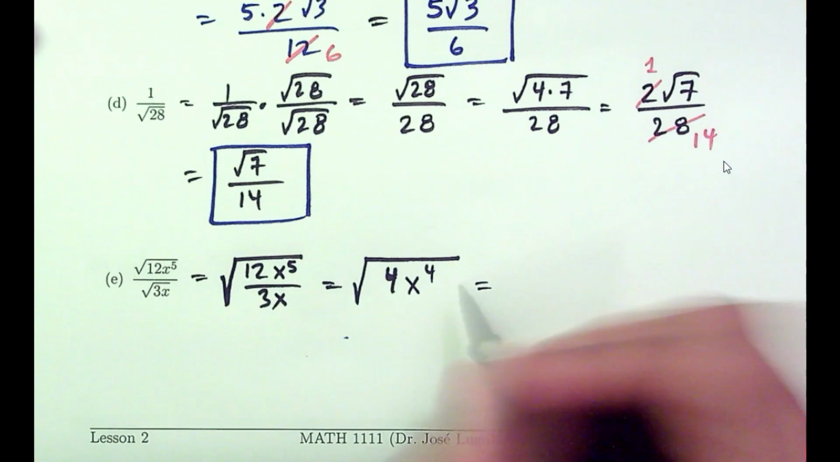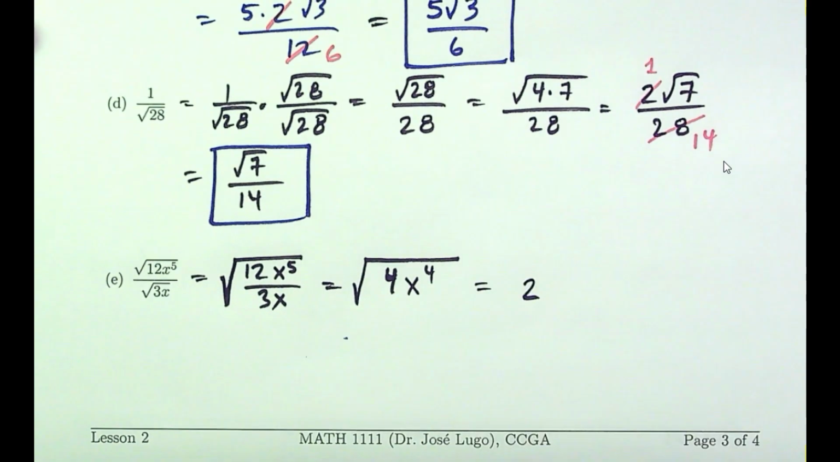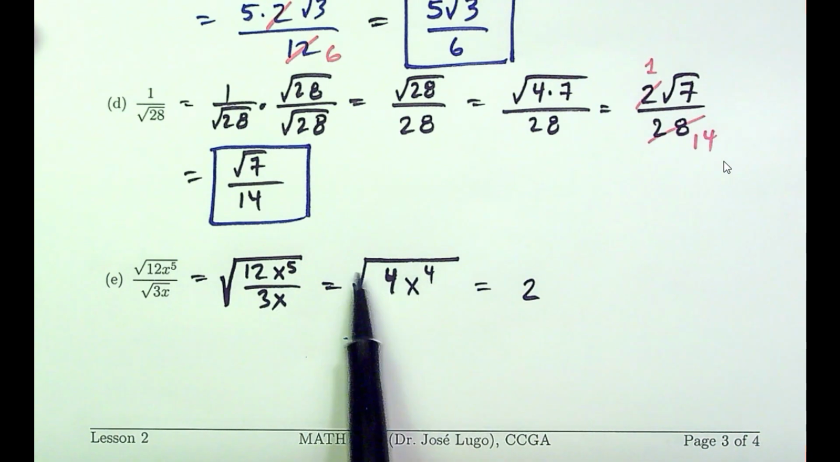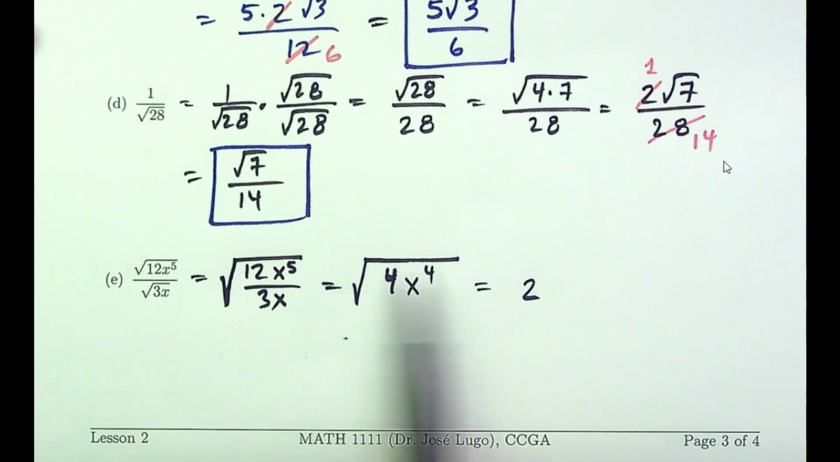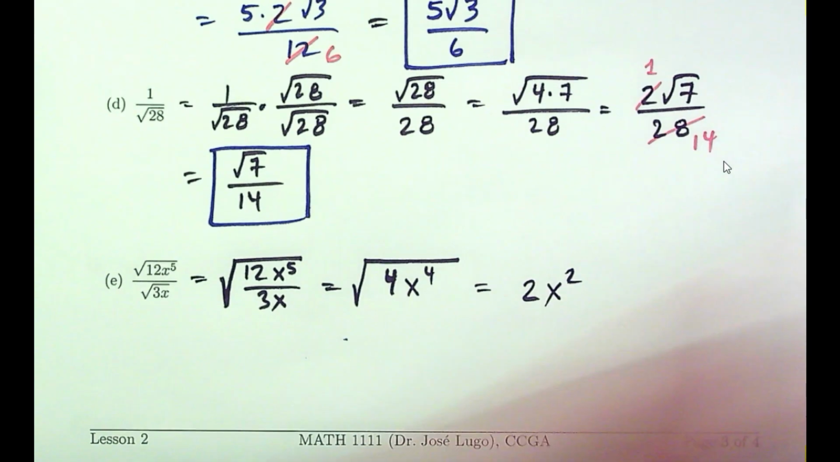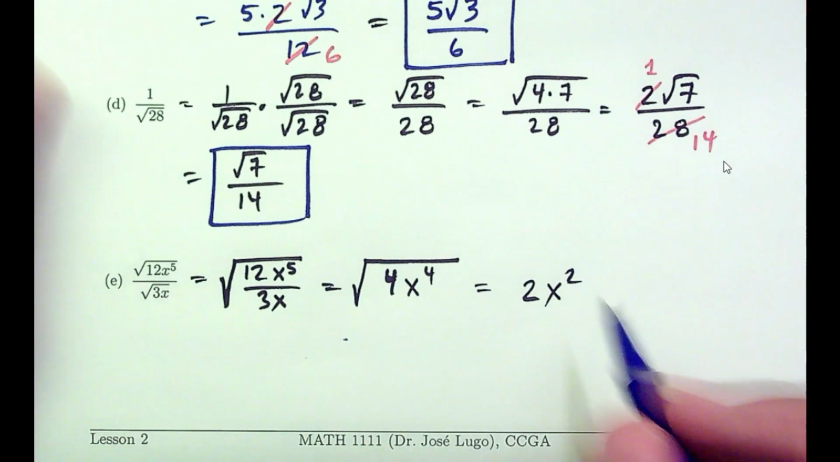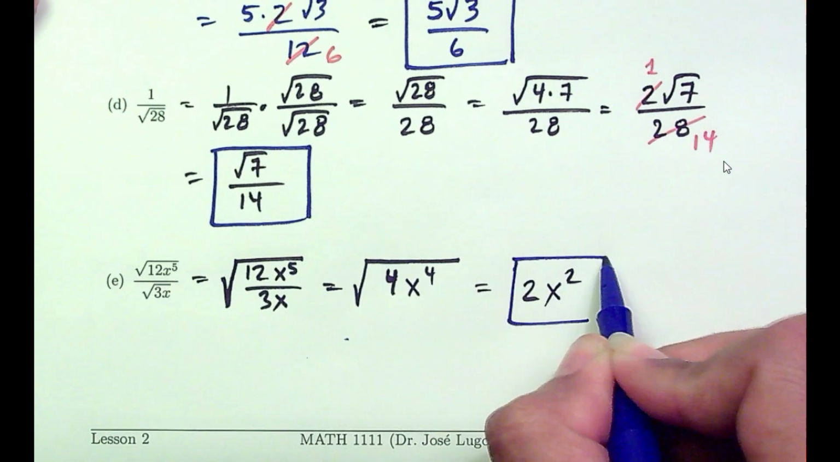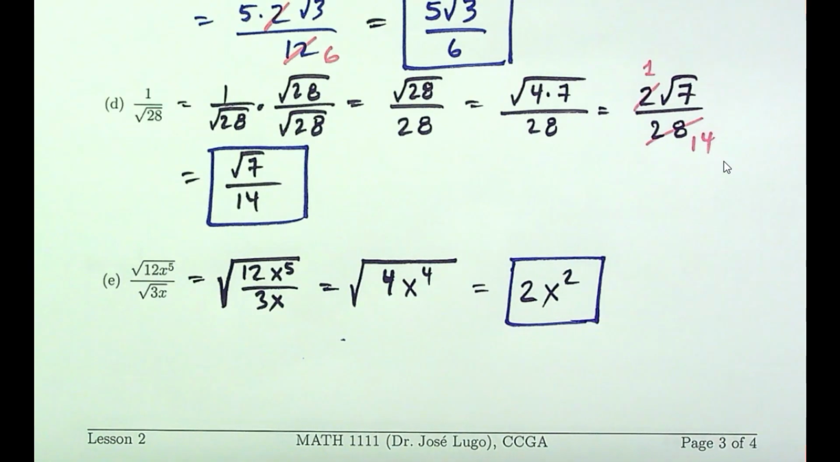Now, what is the square root of 4? That is 2. And what is the square root of x to the 4? Remember how to do square roots of that. You divide the exponent by the index. The index here is 2. It's invisible. So 4 divided by 2 is 2. So x to the 2. And that's the answer. Okay, so that one had a little bit of a shortcut that we could use.